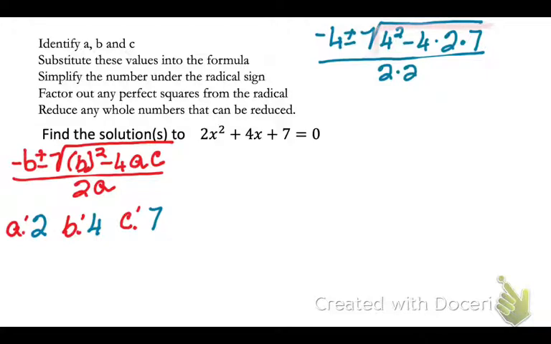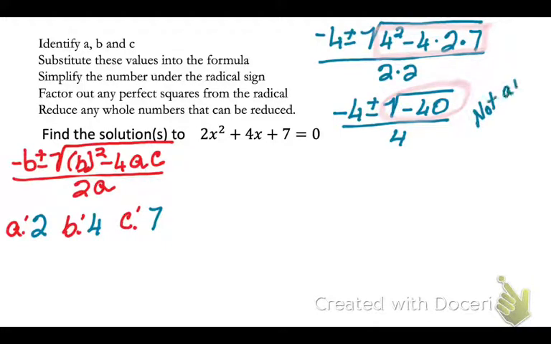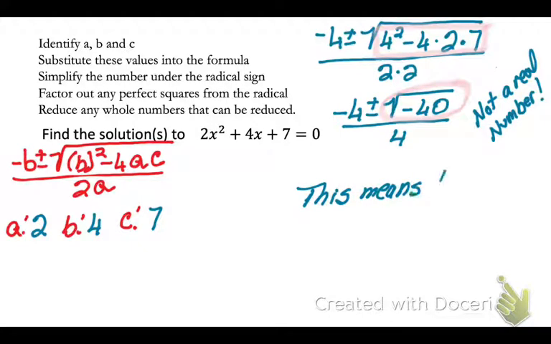Then I'm going to simplify what is underneath the radical. So I'm going to say negative 4 plus or minus the square root of negative 40 all over 4. Now, if you put the square root of negative 40 in your calculator, it's going to give you an error because you cannot take the square root of a negative number. That is not a real number. So when you get this situation, what this means is that there is no solution to this quadratic equation.